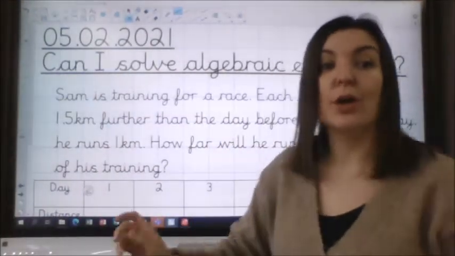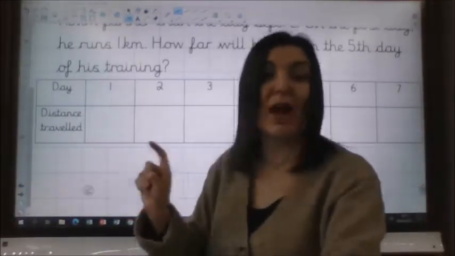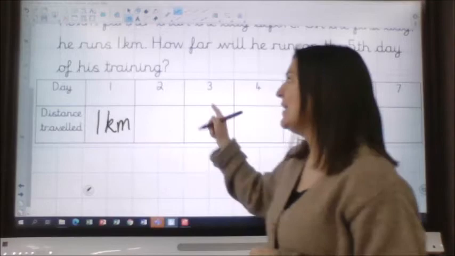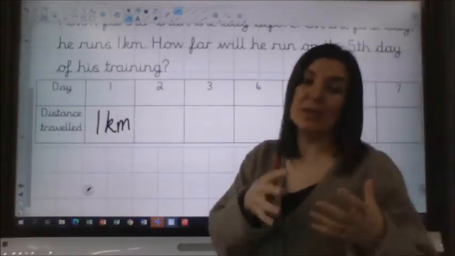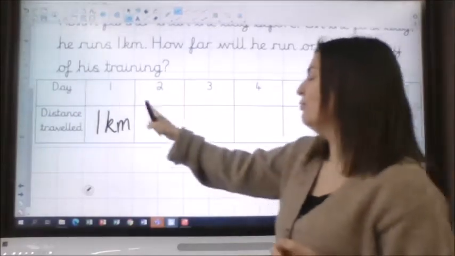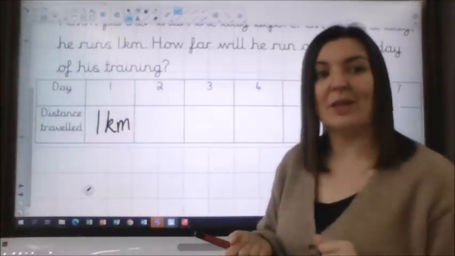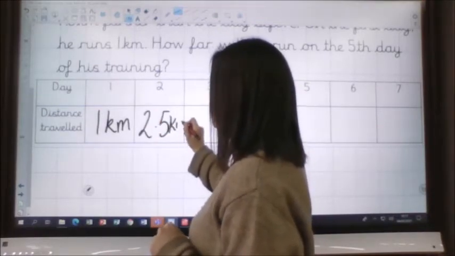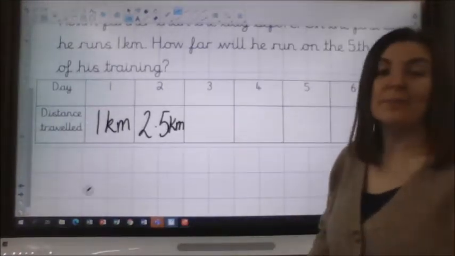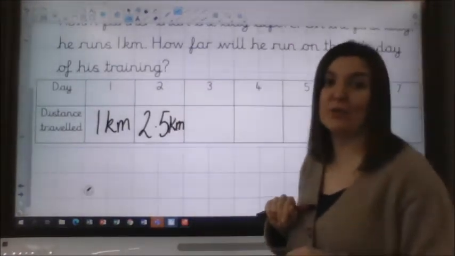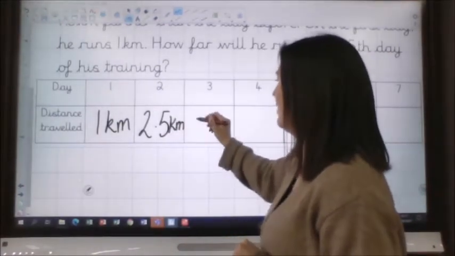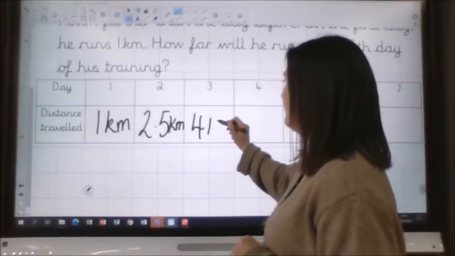So the best way to work a question like this out is by using a table. On the first day, it said that he ran 1 kilometre, so I'm going to put that in. And then every day, he runs 1.5 kilometres more than the day before. So on the second day, he'll run 1 kilometre plus 1.5 kilometres. So that would be 2.5 kilometres. Okay, so then the next day, he runs another 1.5 kilometres than the day before. So the other 0.5 would take it up to 3. So it would be 4 kilometres.